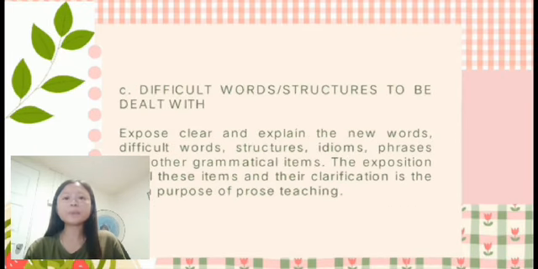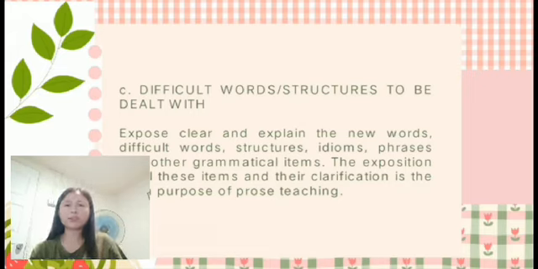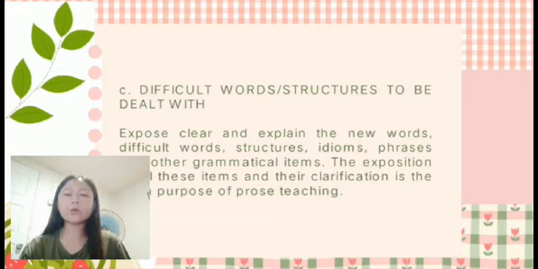So, the next part is about dealing with difficult words or structures. So, the teacher should explain unfamiliar words, phrases, idioms, and grammatical structures found in the lesson. So, why do teachers explain difficult words? Simply because students cannot fully understand the story or lesson if they do not know the meaning of the words. So, in these steps, it helps improve vocabulary and comprehension skills of the students.